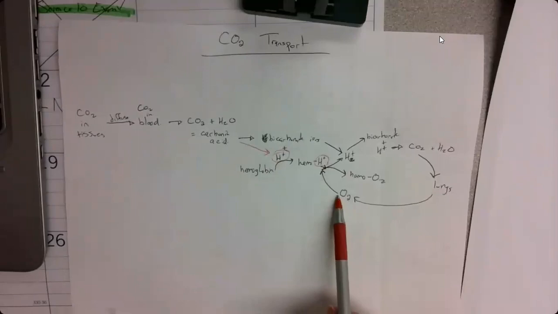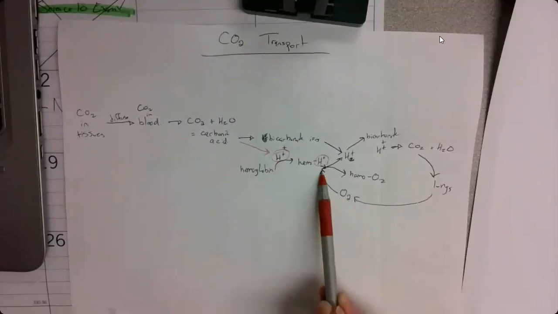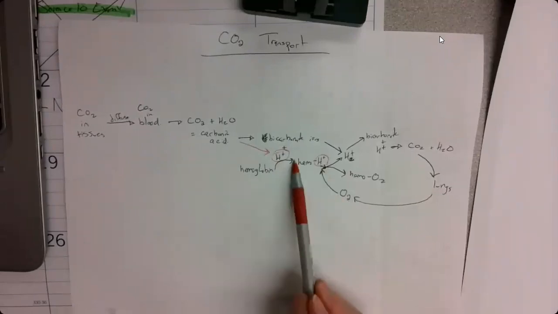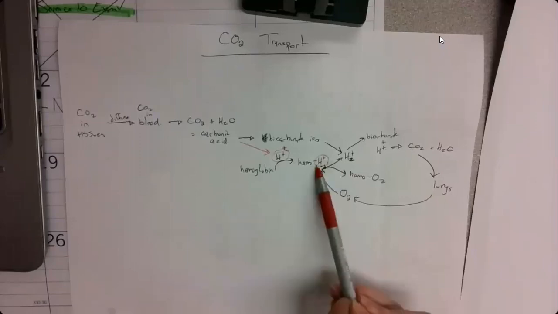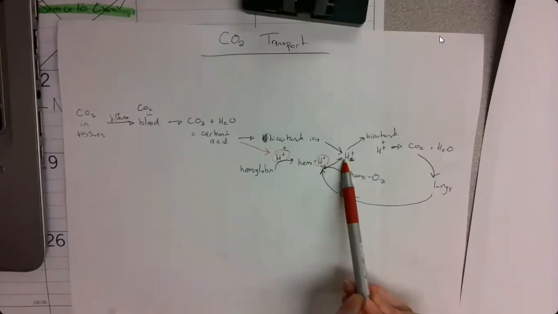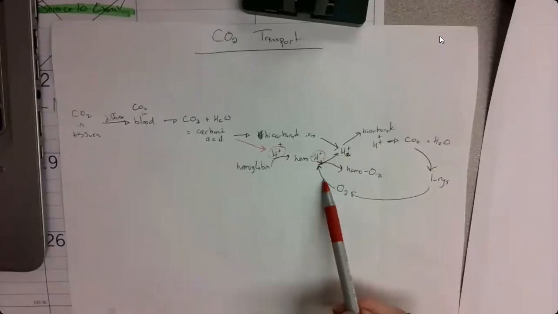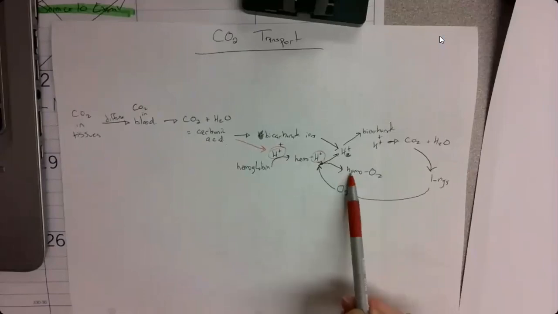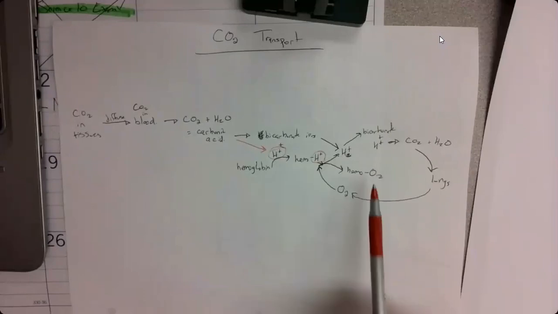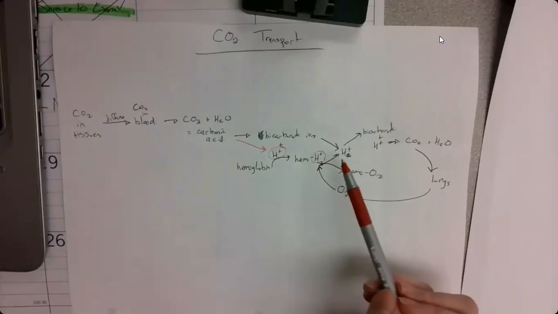And that oxygen is going to head over to the hemoglobin attached to the hydrogen ion. It is going to kick the hydrogen ion off of the hemoglobin so that the oxygen can bind to the hemoglobin instead. And that hemoglobin holding the oxygen then goes back to the tissues of your body where that oxygen can be used.